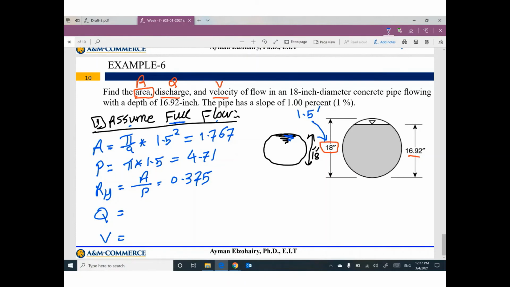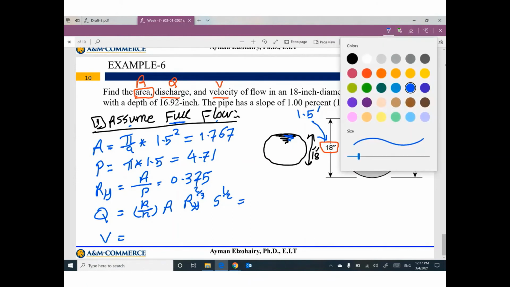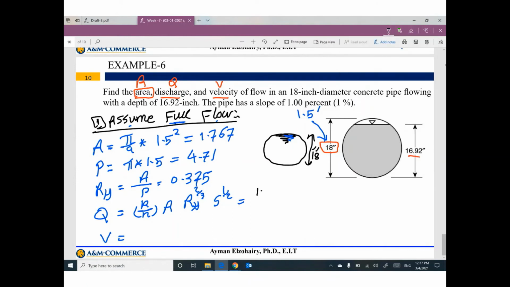What is the value of discharge? K divided by n, area, hydraulic radius to the 2/3, slope to the power 1/2. Go ahead and put in your numbers. K is 1.468. n, the Manning coefficient, is given. The Manning coefficient should be given. Manning coefficient equals 0.015. You can assume it, but it should be given.